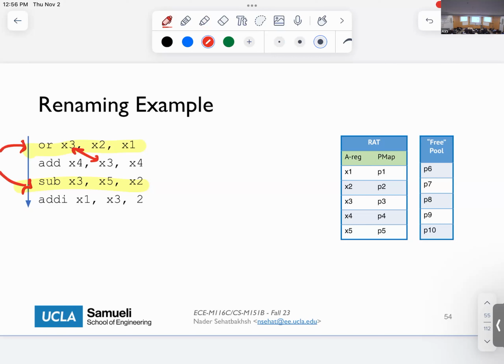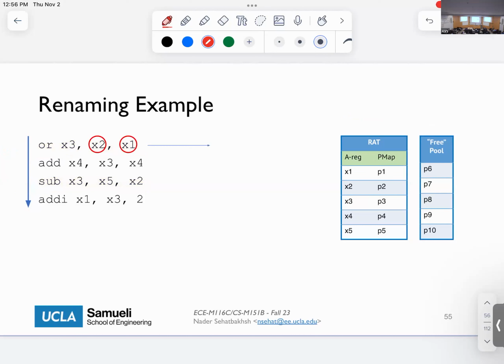So let's see how renaming generally works, and how, by leveraging these tables, we can actually fix this, okay? I'm going to explain an algorithm that's actually implemented in hardware, and the hardware is going to do this step by step, the same way that I'm going to explain it to you in the next few slides, okay?